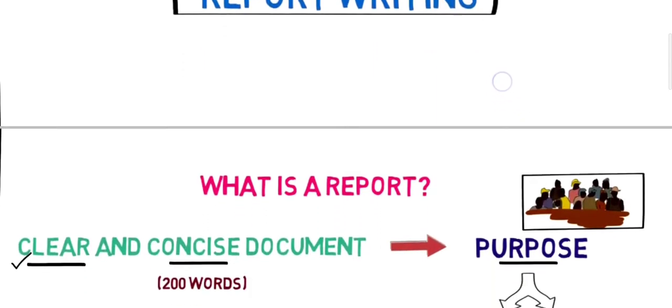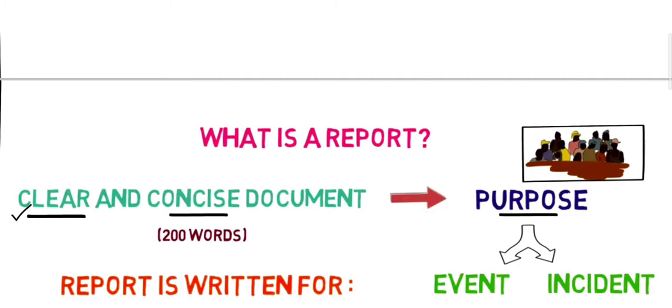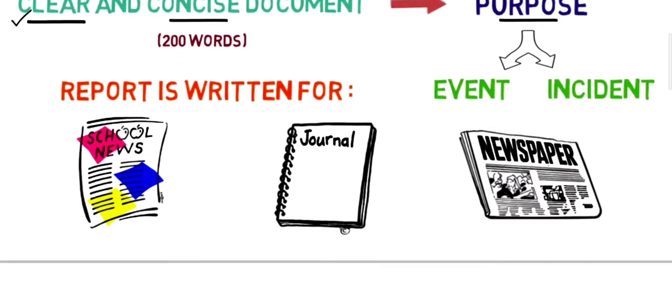I am Jyoti Singh and today I am going to tell you about report writing, how to write a report. So let's start. What is a report? A report is a clear and concise document and it is written in about 200 or 250 words. And a report is written for an event or an incident.